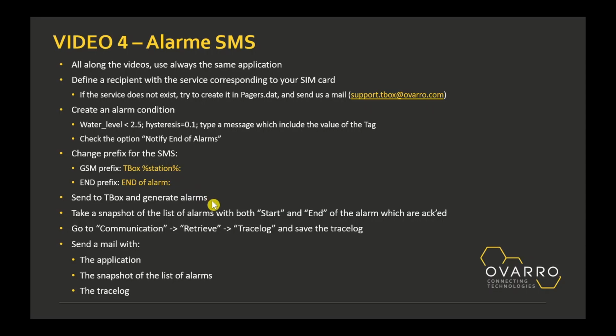Send to T-Box and generate alarms. Take a snapshot of the list of alarms where we can see both start and end of the alarm which are acknowledged. Go to Communication, retrieve trace log and save the trace log. Send us a mail with the application, the snapshot of the list of alarms, and the trace log. Good luck.